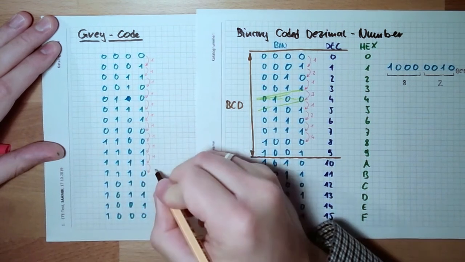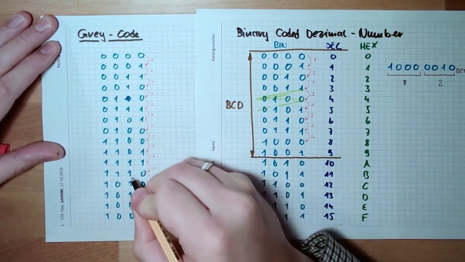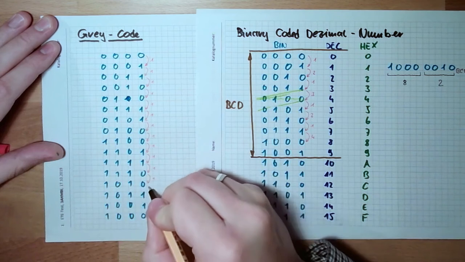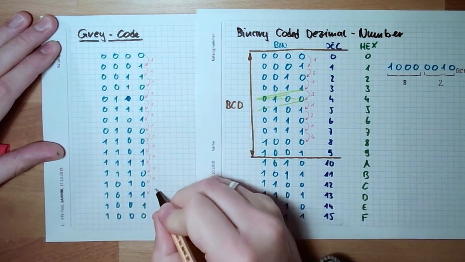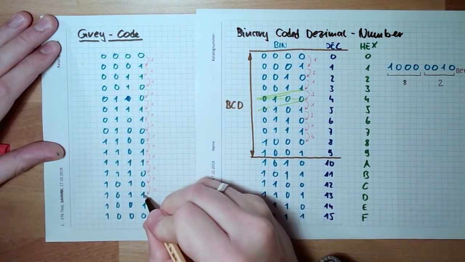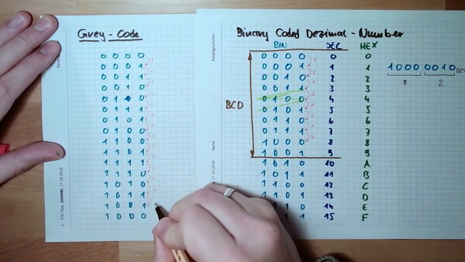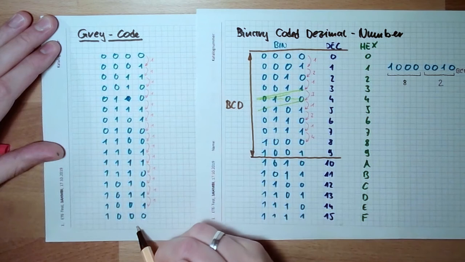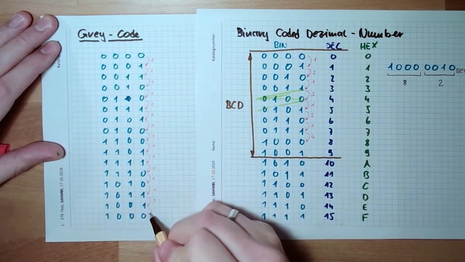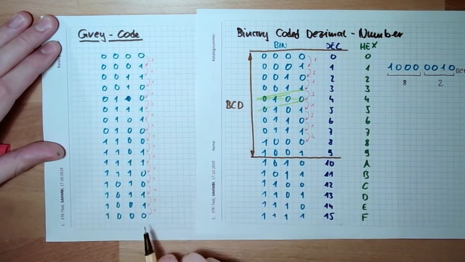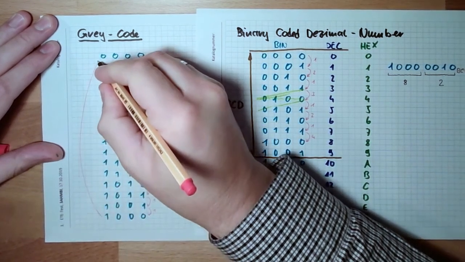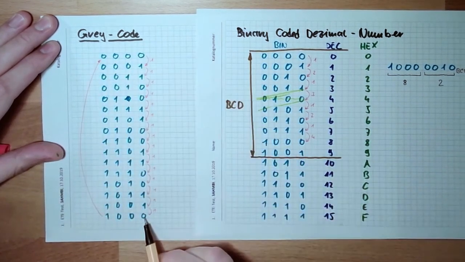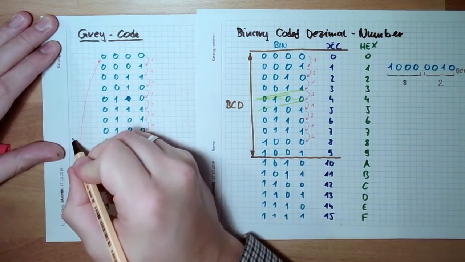Yes, no, no, no, one. No, no, yes, no, one. From here to here, yes, no, no, no, one. From here to here, no, yes, no, no, yes. And from here to here, yes, no, no, no. And from here to here, no, no, no, yes, one.